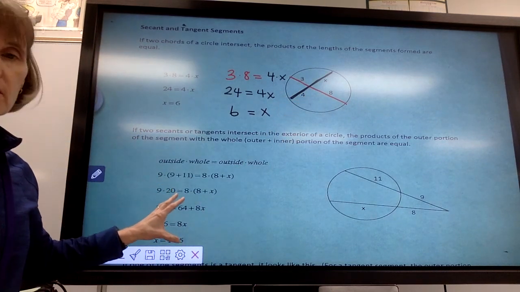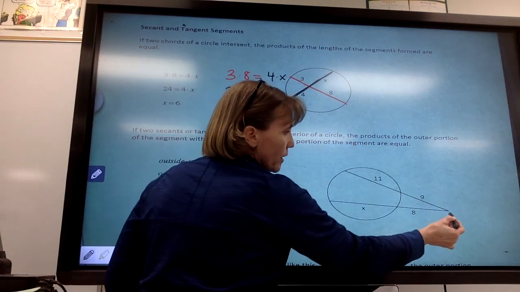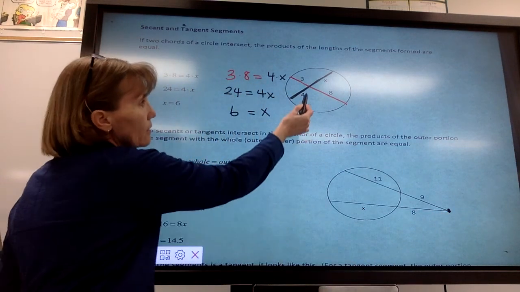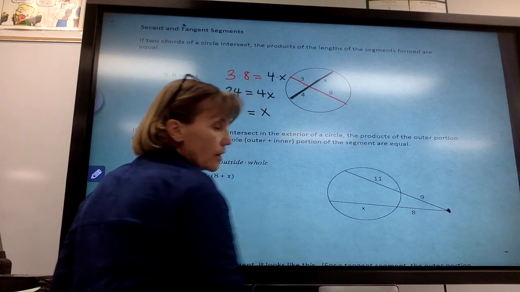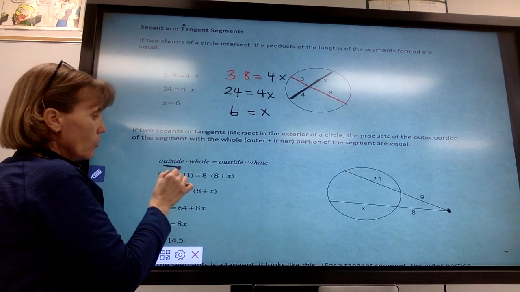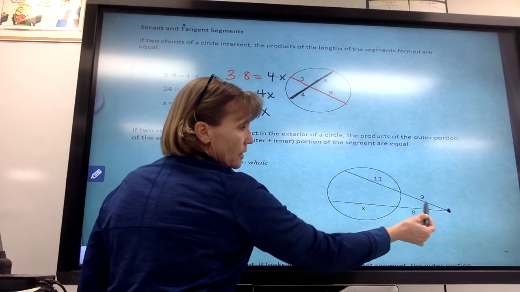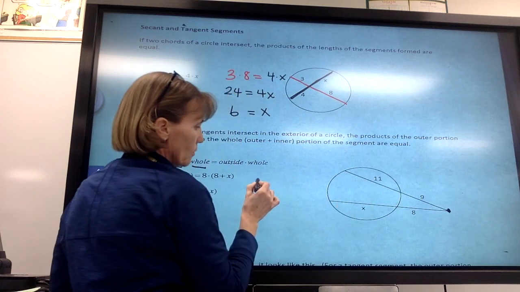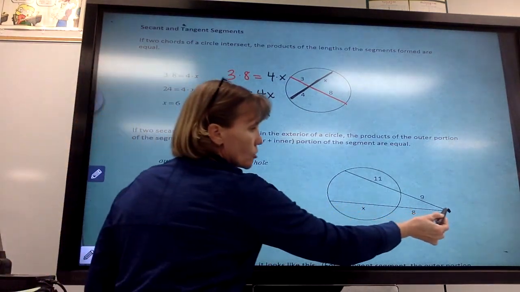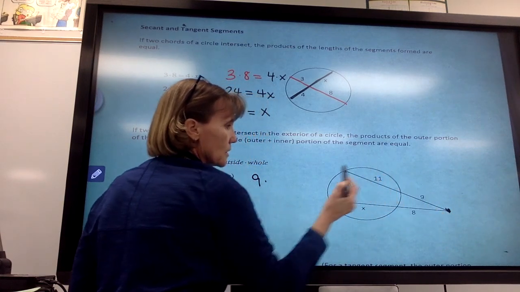Now we have a different drawing here. We've got two secant lines, but now they intersect outside the circle. They're not intersecting inside the circle, they're intersecting outside. And when that happens, we have an equation that says the outside times the whole. The outside is the portion of the segment that's actually outside the circle. So I would take 9, times the whole segment. From here to here, how long is that whole segment? You'd have to add those two pieces together.